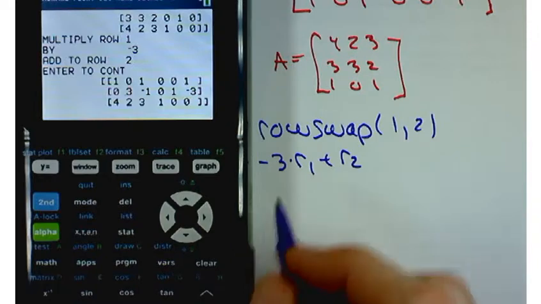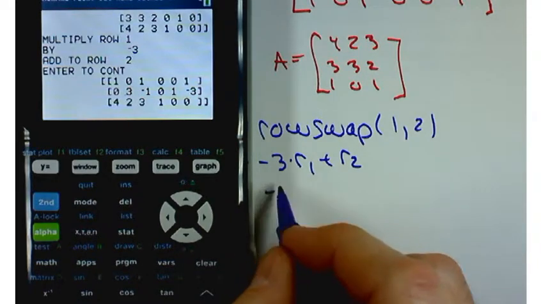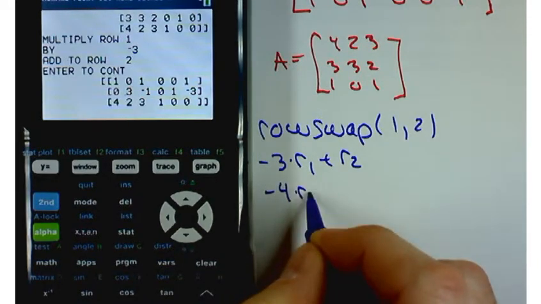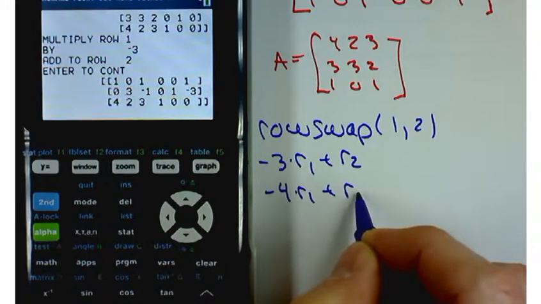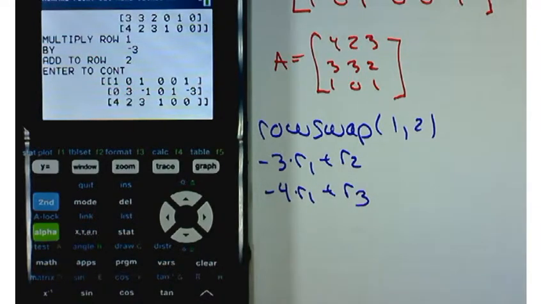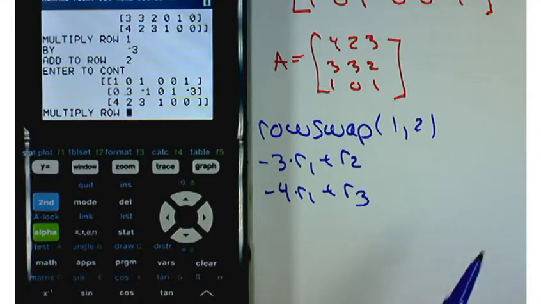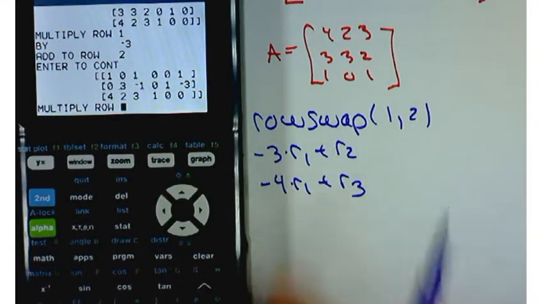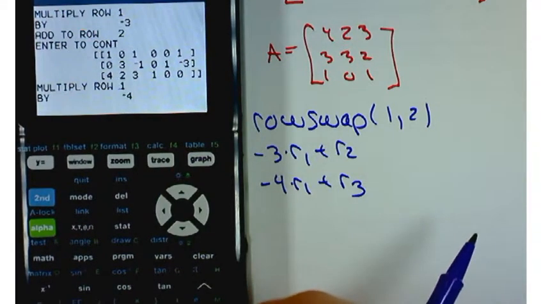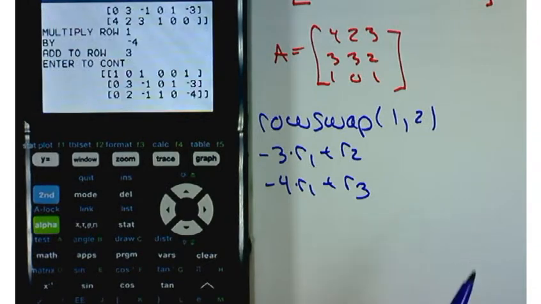What should I do next? Perfect. So -4 times row 1, add it to row 3. So again, fourth option down, multiply row 1 by -4, add it to row 3. Okay, looking good.